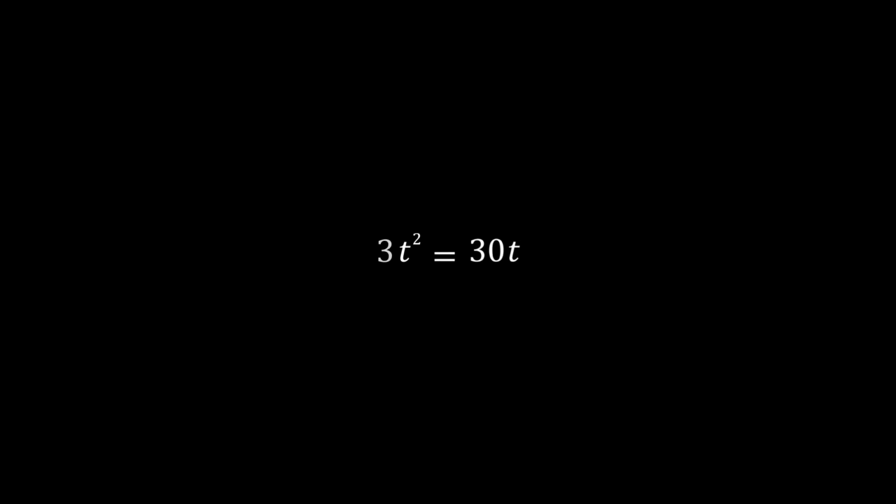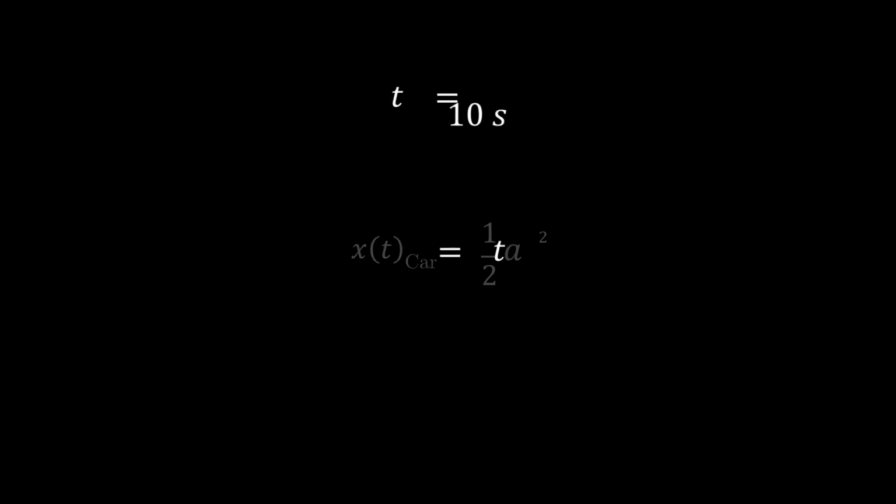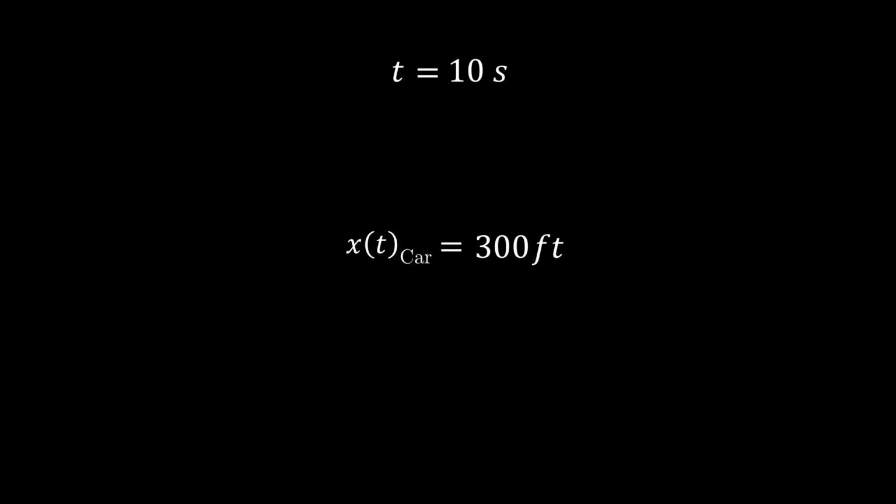We now have an equation that we can solve for time. To do that, we can divide both sides by 3 and move 10t to the other side. Factor it out, and we get t equal to 0 seconds and t equal to 10 seconds. Note that t equals 0 is the initial time where nothing has happened, and that's not what we're trying to find. So we can eliminate that, resulting in t equals 10 seconds. We're not done yet. We need to find the position or the displacement from the given time. So we can plug in 10 for time, and we obtain the displacement, which is 300 feet. So the car passes the truck 300 feet from the start.